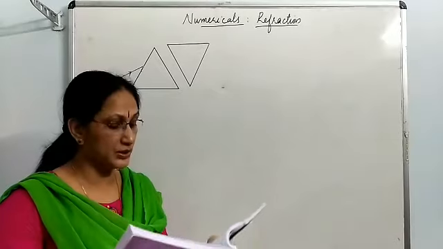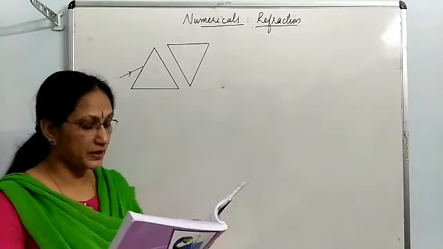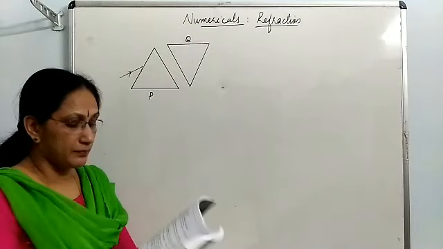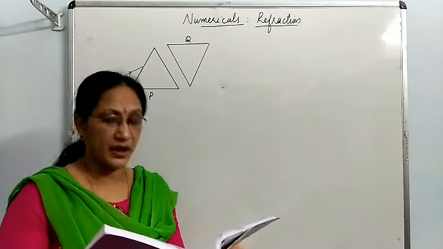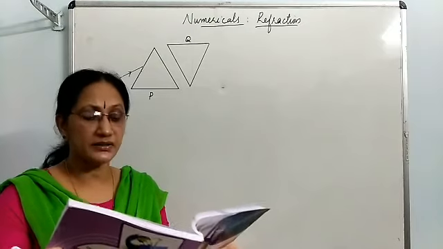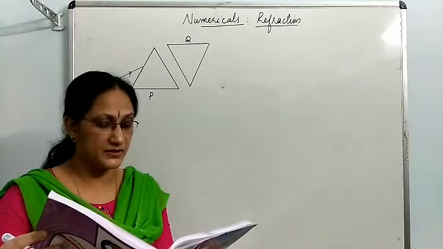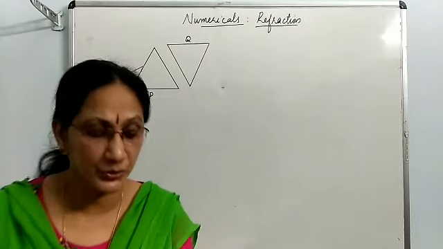I will read the question. Two identical prisms P and Q, this is P and this is Q, are placed as shown in the figure. Complete the ray diagram to show the refraction till the ray AB emerges out from the prism Q.